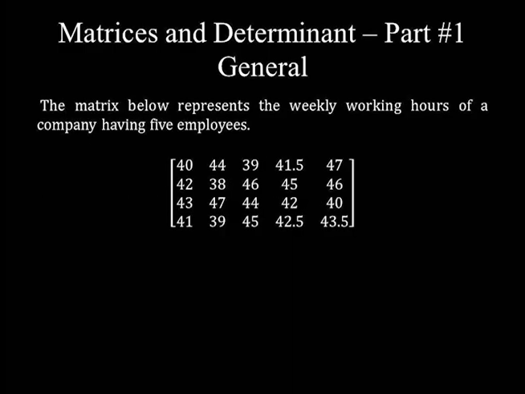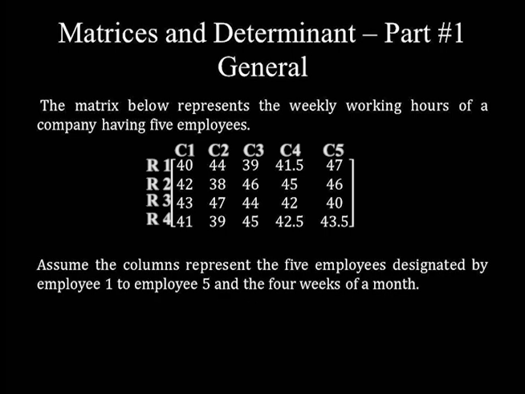The matrix below represents the 4-week working hours of a company having 5 employees. In the given matrix, we have 4 rows and 5 columns. So we can easily figure out that the rows stand for weeks and the columns stand for employees. Because in the given example, we have 4 weeks, that's equal to 4 rows, and 5 employees, that's also equal to 5 columns. Assume the columns represent 5 employees designated as employee 1 to employee 5, and the rows represent 4 weeks of a month designated as week 1 to week 4.